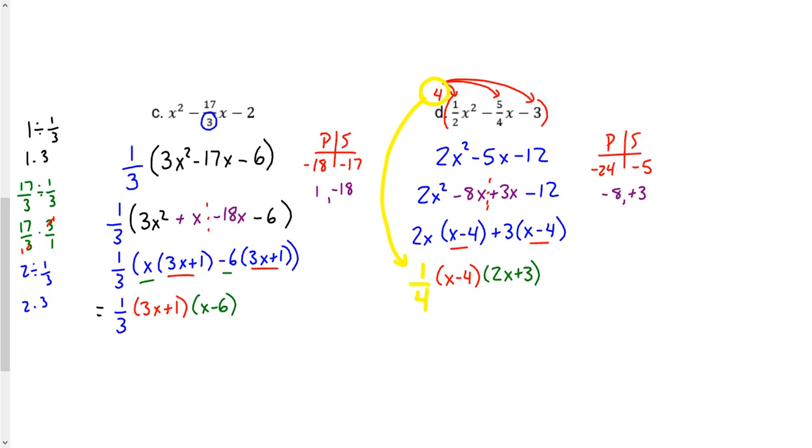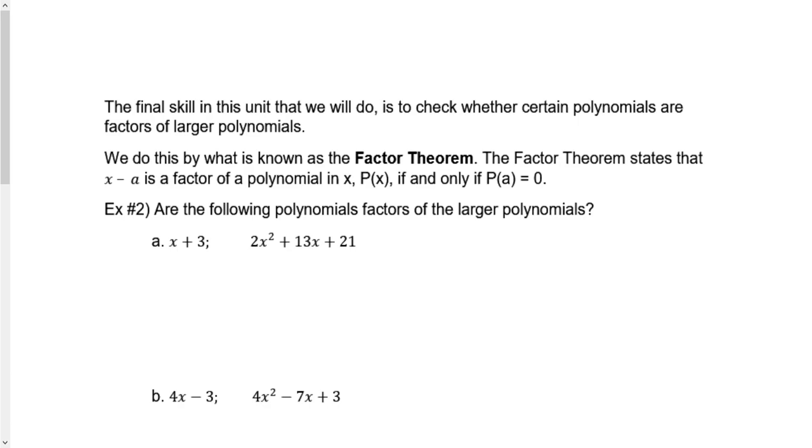Now, the very last thing we're going to do is actually know whether something is a factor or not. And we're going to see if a smaller polynomial is a factor of a larger polynomial. And we do this by what's known as the factor theorem. We're going to be bringing this back in pre-calc 30 because we're going to be learning even more about factoring.